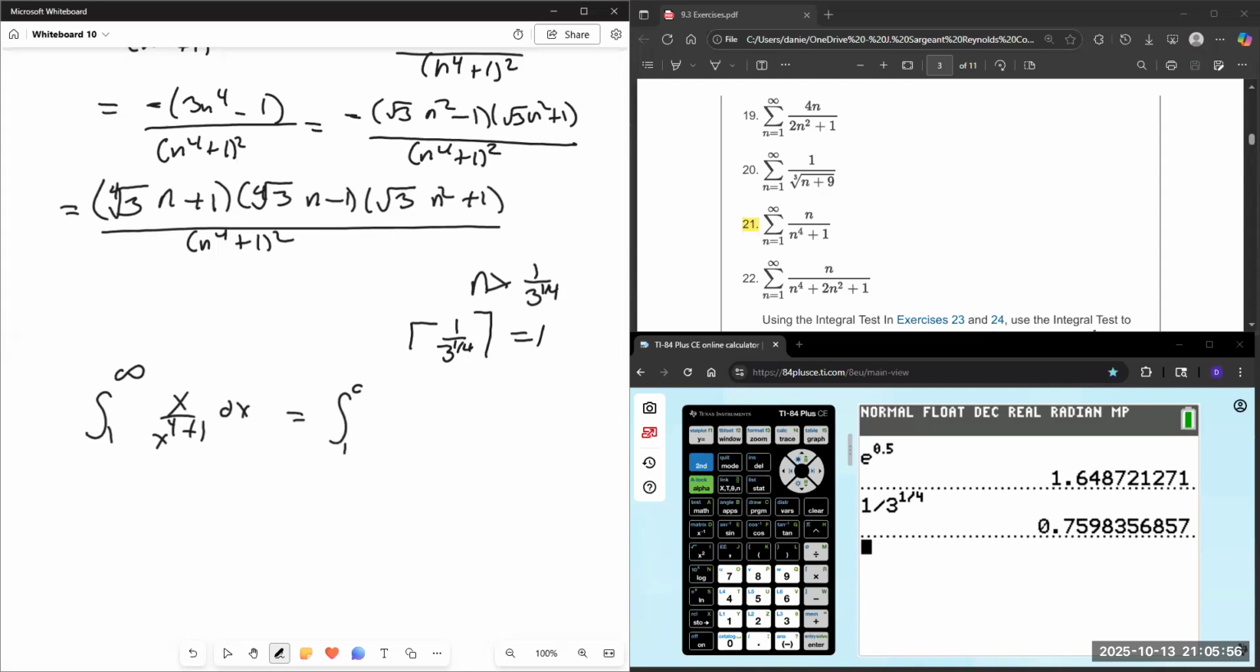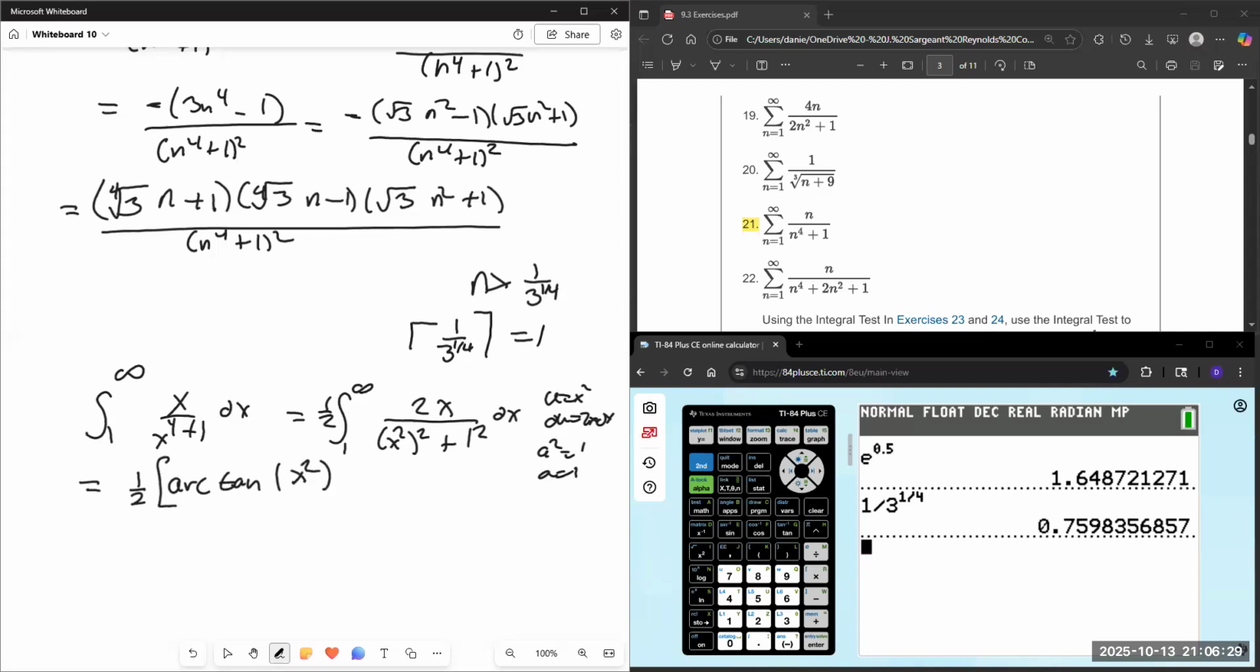I'll write the integral from 1 to infinity of x over x squared squared plus 1 squared. And then I want u equal to x squared. du is 2x dx, so this is 1/2. a squared is 1, a is 1. So this is going to be equal to 1/2 arctangent of x squared evaluated from 1 to infinity.